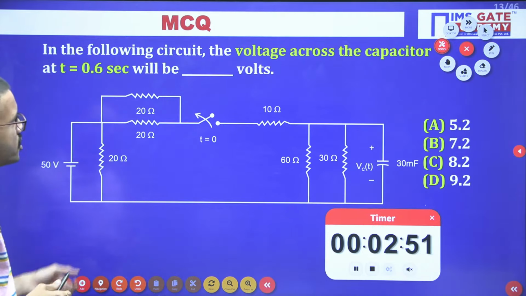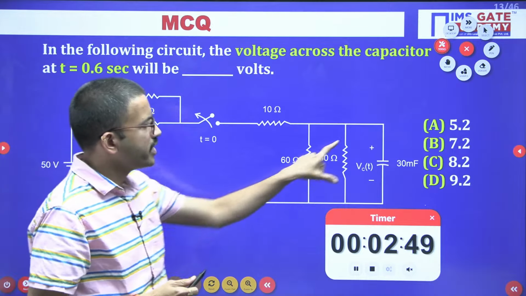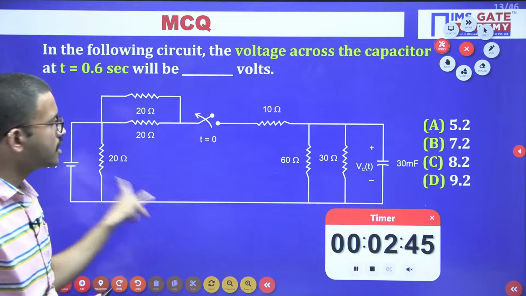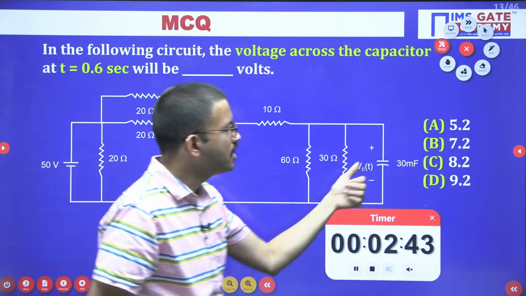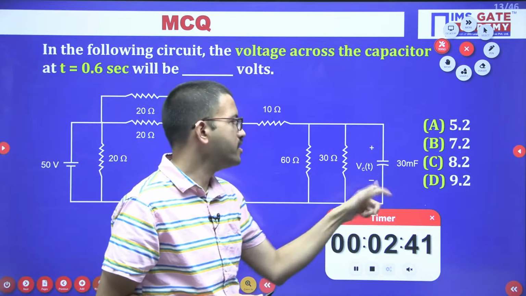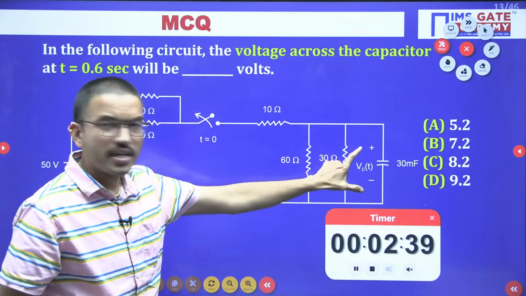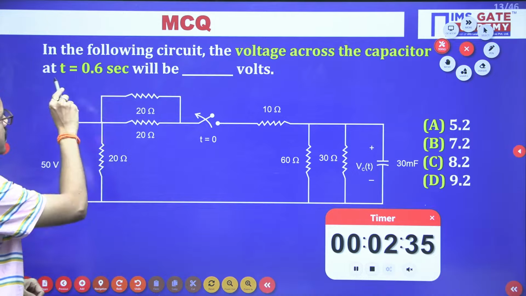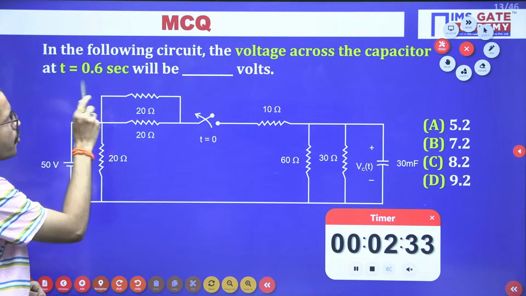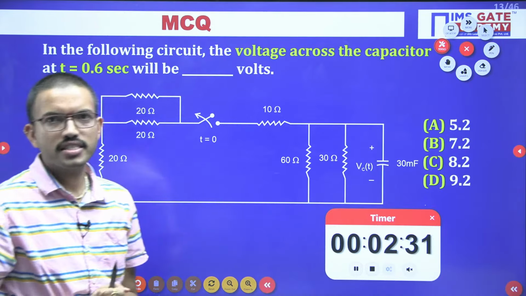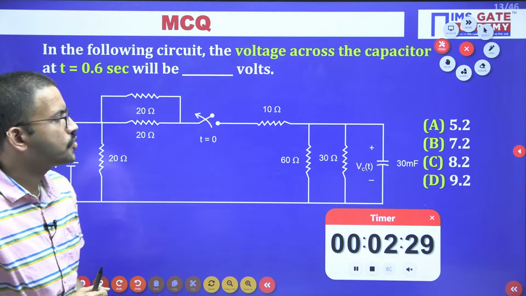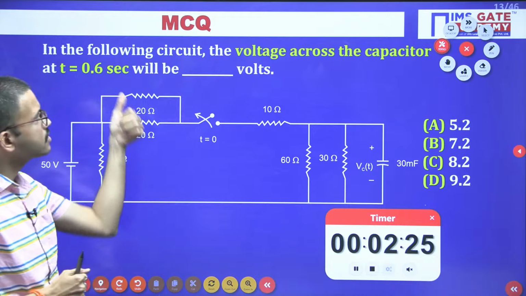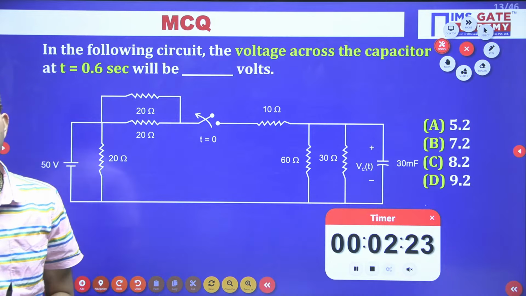In this particular question, we are asking for the voltage across the capacitor. In this entire circuit diagram, you have only one capacitor. Its value is 30 millifarad. Across this capacitor, you have to find the voltage, and the time instant mentioned is 0.6 seconds. That is the question. You have 4 choices, and obviously one choice will be correct. This is an MCQ question.